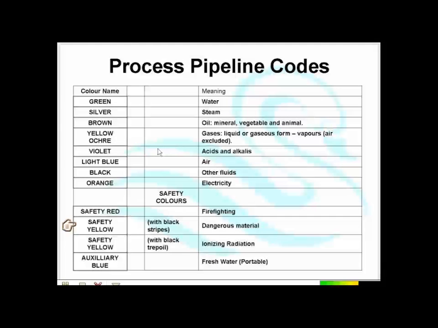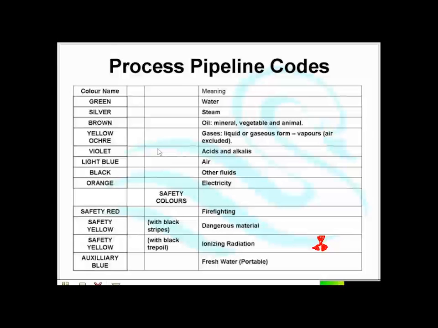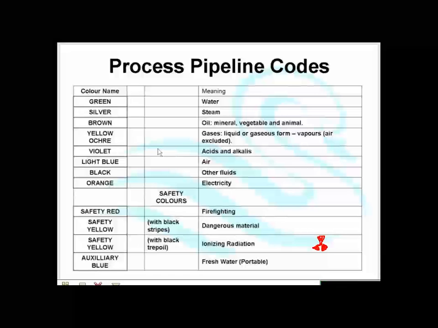Safety yellow with black stripes means dangerous. Safety yellow with a black trefoil, and I'll just draw a trefoil, looks like that. So that's the radiation symbol. That means ionizing radiation. And finally, blue, or auxiliary blue, that means drinking water.